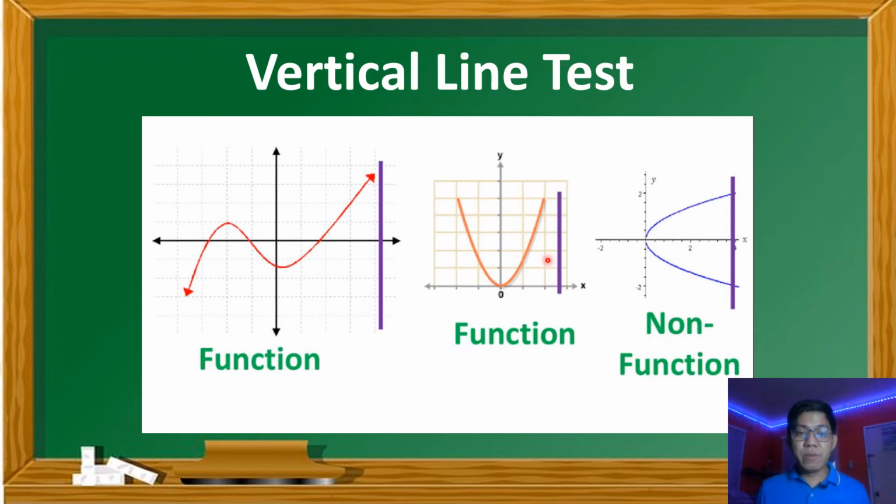This one is also a function kasi kapag ginamitan natin siya ng vertical line test, isa lang din po yung point na madadaanan sa kanya. This one is a non-function kasi dalawa yung point na madadaanan, this one and this one. So, itong relation na yan is not a function. Okay po? So, don't forget about it.